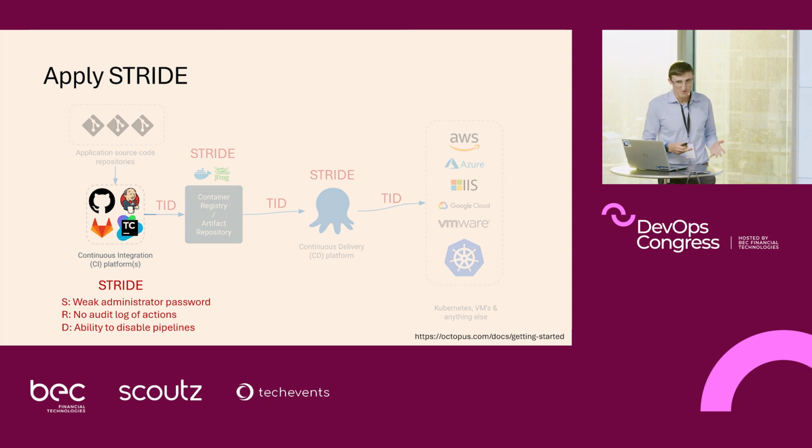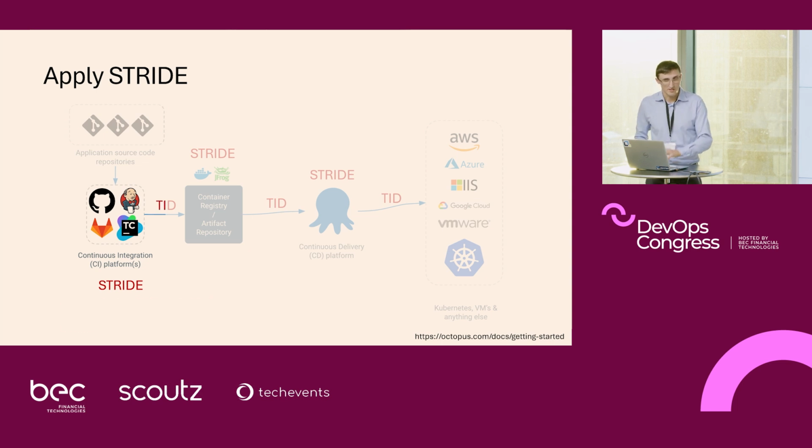For a continuous integration system, for example, we could think about the different categories of threats. For spoofing, an example of a potential threat in the continuous integration system could be a weak administrative password. For repudiation, a lack of audit logs for any action in the system, and so on.